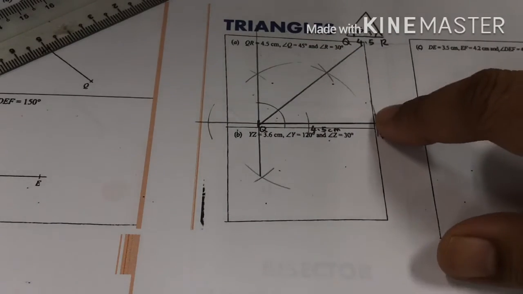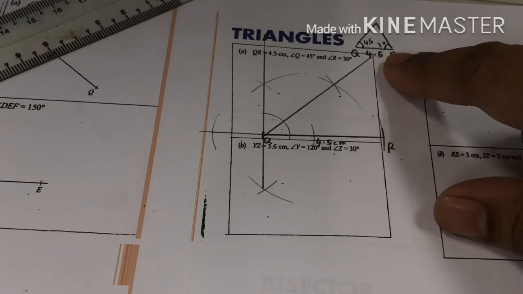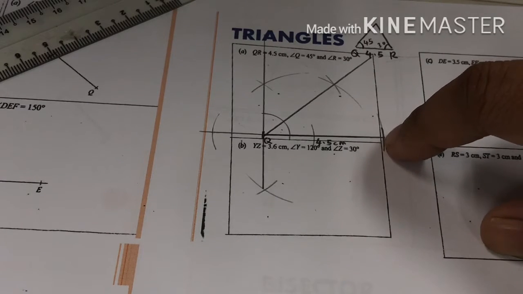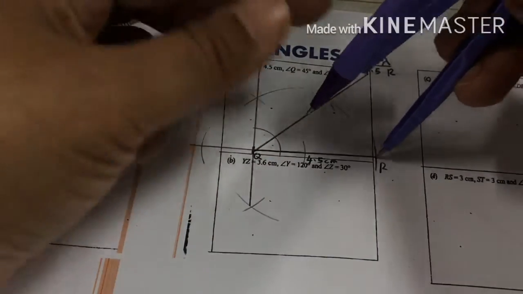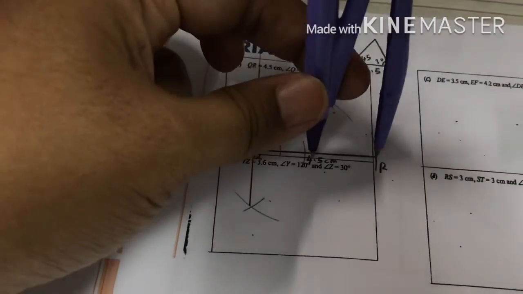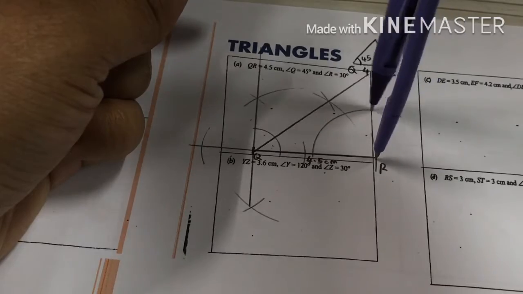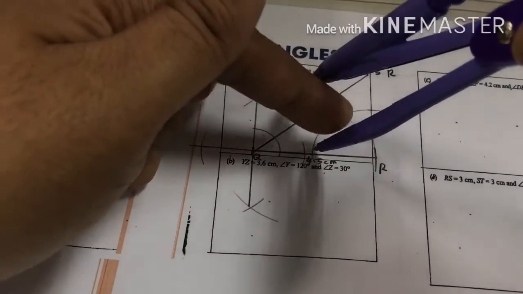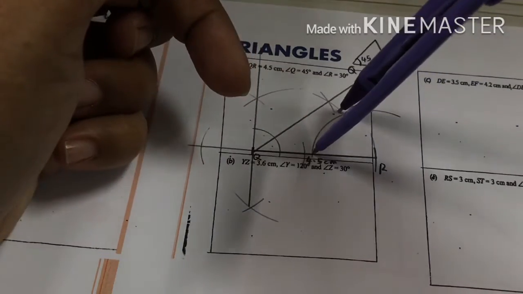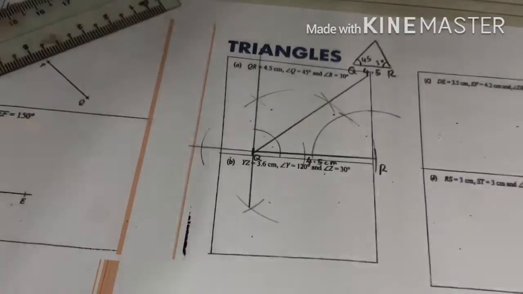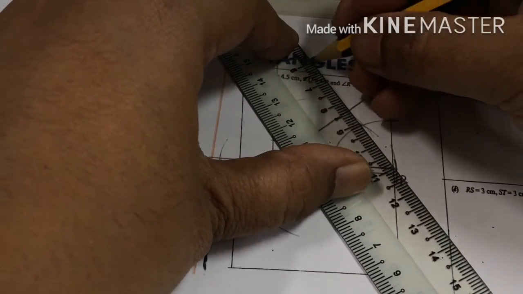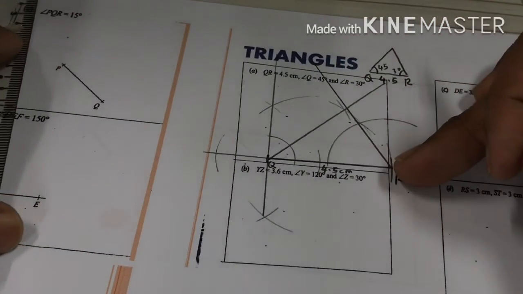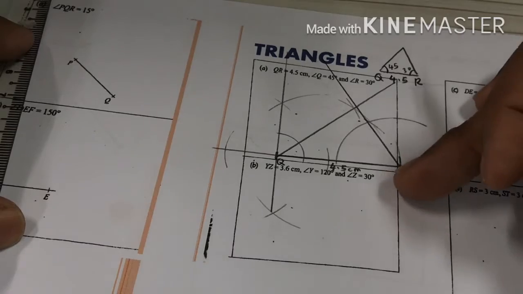Now at point R, angle R, 30 degrees. So how to get 30? You must draw 60 first. How? Put your compass at point R. Then draw 60 like this. And then do not adjust anything. Put here and draw another one. Then join. This one is 60. The question wants 30, right? So you must bisect this angle.